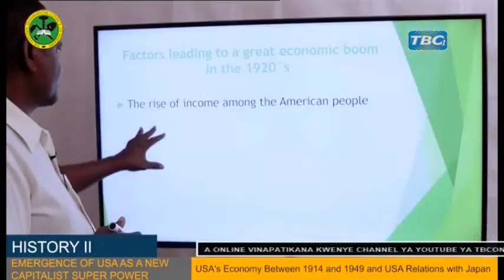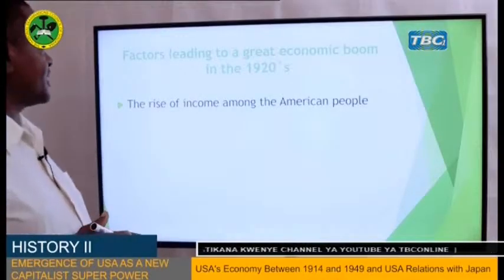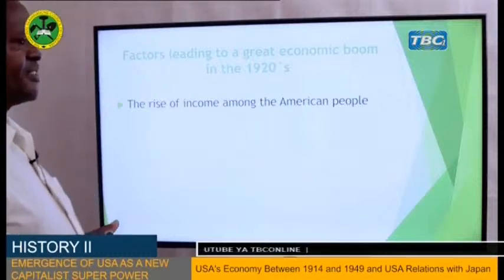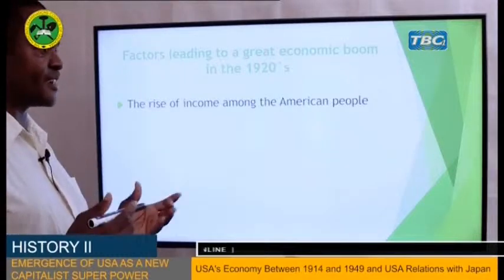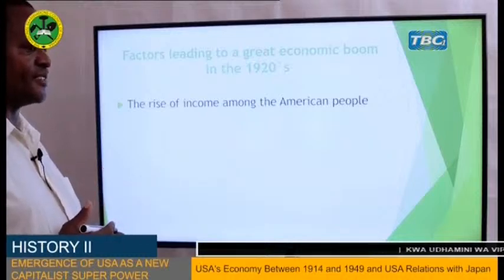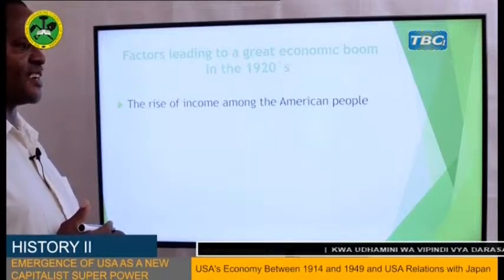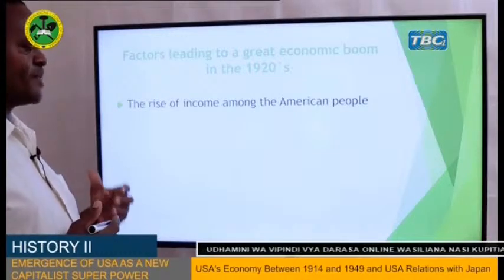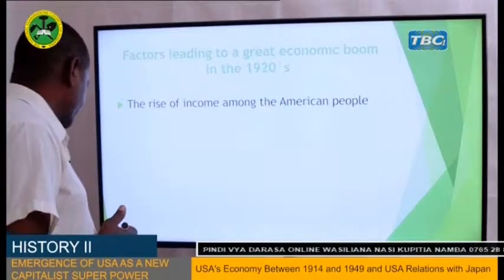So for that case, one of the factors leading to the economic boom in the United States of America in the 1920s was the rise of income among the American people, which increased the purchasing power that stimulated industrial investments and also investments in other areas. And the more the investment, the more the employment, the more people pay taxes and so on.